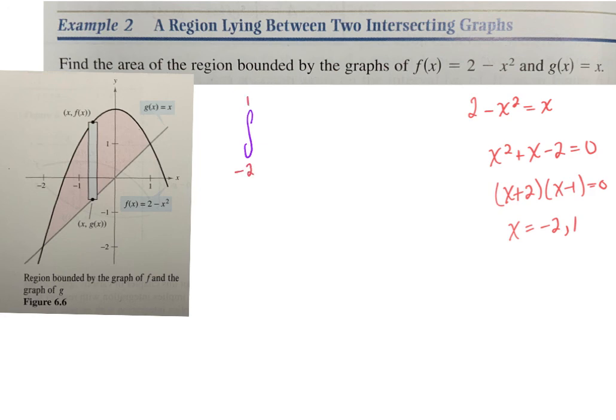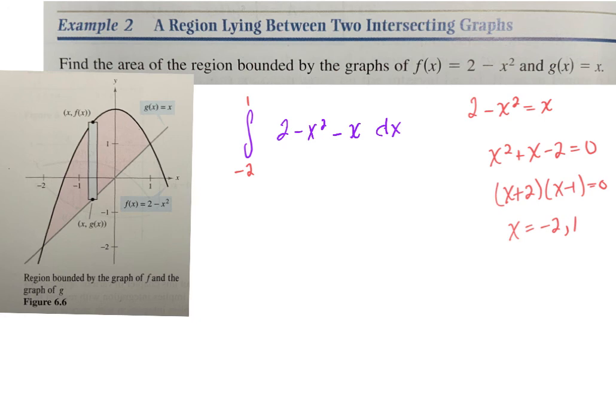You still need to figure out which one's higher and which one's lower. So you can literally plug in something within that boundary, such as 0. Putting a 0 here is going to give me a 2. Putting a 0 here is going to give me a 0. So this one's higher than that one. So that's how we're going to set it up: 2 minus x squared minus x, and that's my dx. That's literally all we're doing differently here.